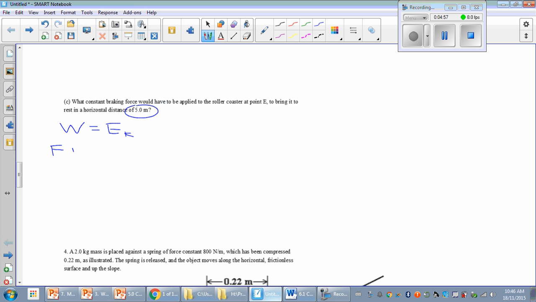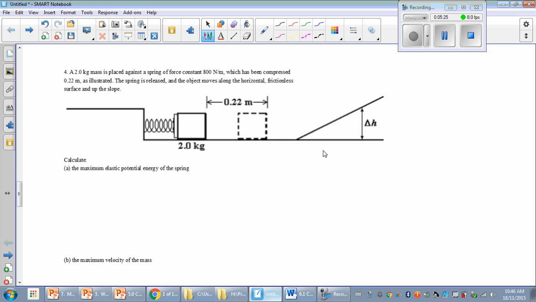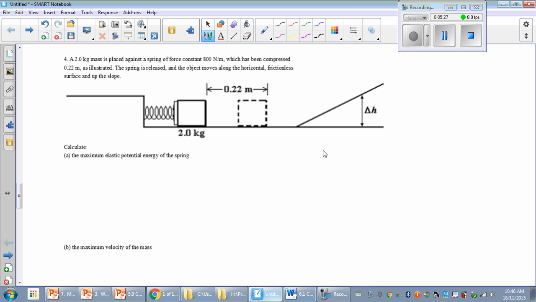Work is equal to force times distance. Kinetic energy is equal to 1/2 mv squared. Use the speed that you calculated for point E, the mass of the roller coaster, and then divide by the distance, and you're going to get force equals whatever that kinetic energy is, 1/2 mv squared, divided by that distance, that 5 meters. And that'll give you your braking force required to stop that thing in just 5 meters. That's a tricky one. Hard to get that one on your own, but some of you did get it.